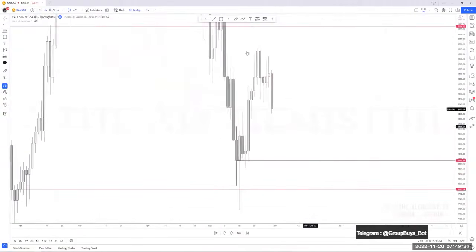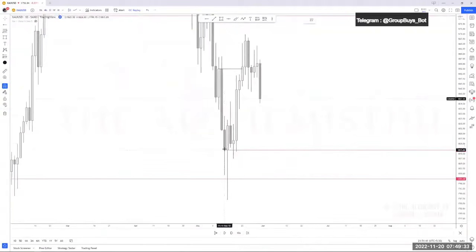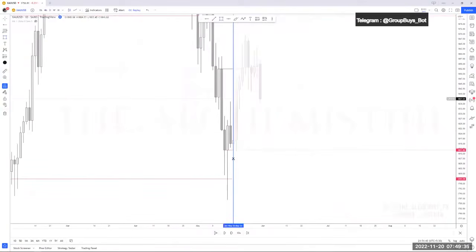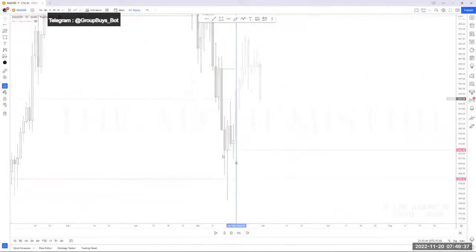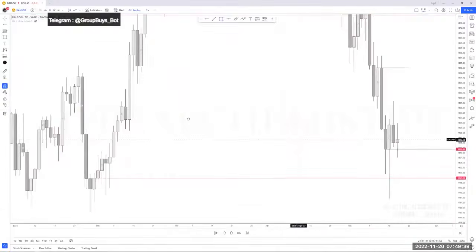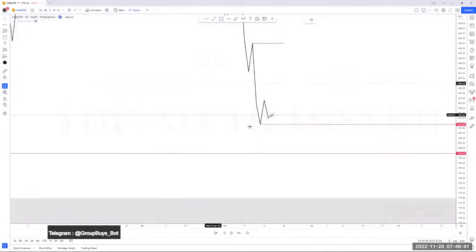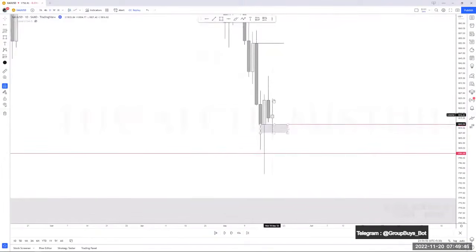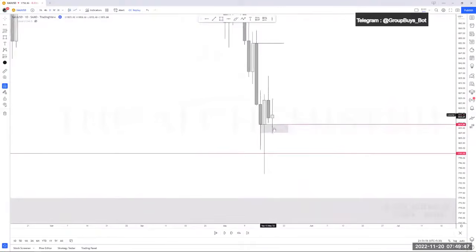Now, what has happened? Daily has created a new support. I'll show you my entry now. Daily has created a new support over here, and daily has tapped into it and closed above it. See that? Daily has tapped into it and it has closed above it.